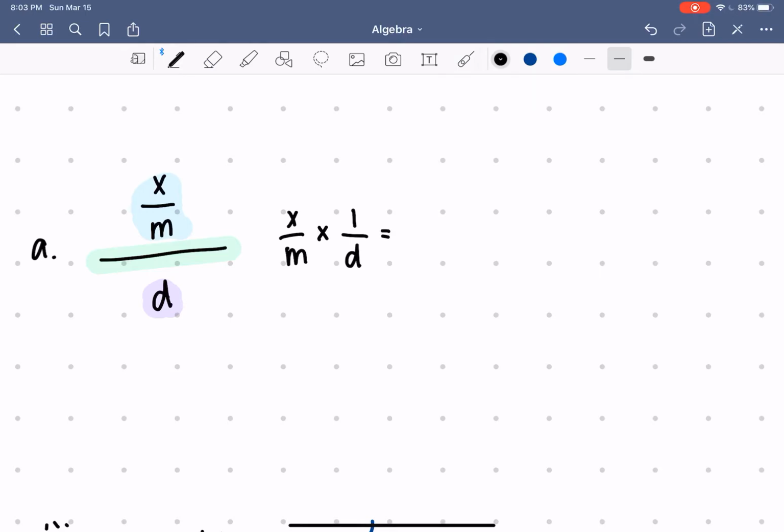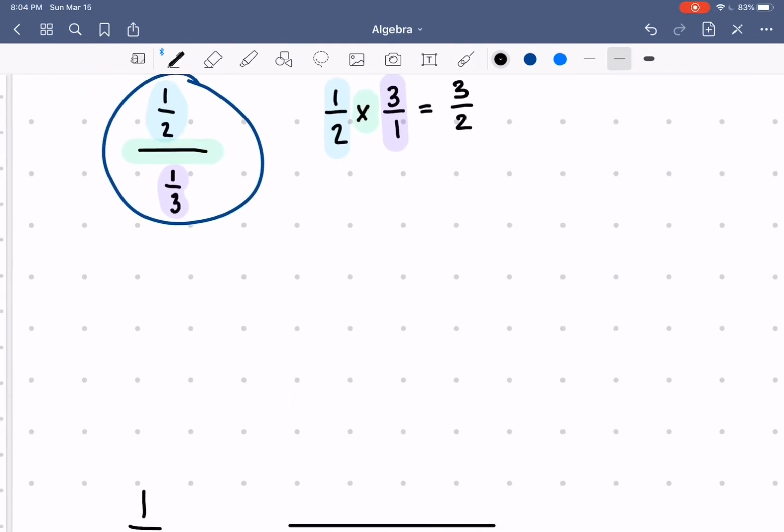Now all I'm going to have to do is multiply. So multiply the numerators, multiply the denominators. X times 1 is just x. M times d is md, or I'll put it in alphabetical order to make you all happy, dm, and that would be my final answer. So it's not that bad. Let's try example B.